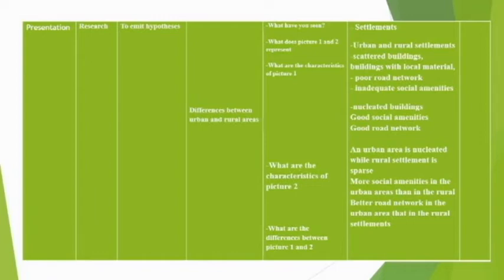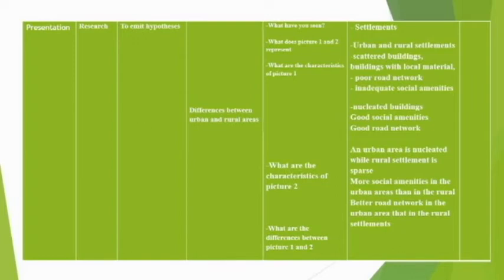Then they will give you an urban area, it is nucleated. They will talk about nucleated buildings. They will say good social amenities. They can give you good road network. They can give you many more: good hospitals, good schools. Those are the characteristics of urban settlement.